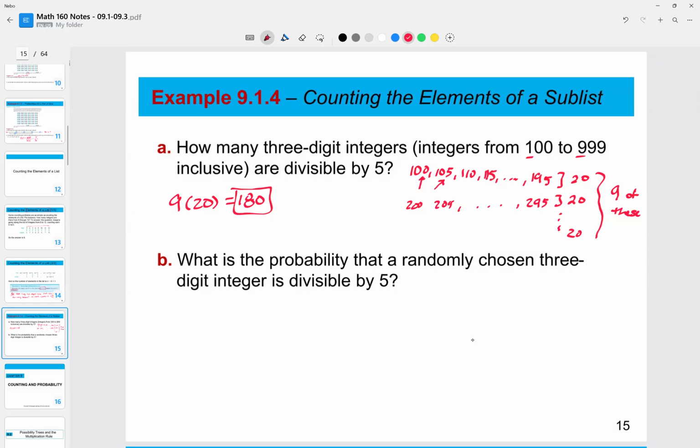If that was a little too hard, you can also just split up into little sections and say how many between 100 and 105? Well, there's 2. And then this is a count of 10, and how many counts of 10 are from 100 to 999? And that would be 90, and so you get 2 times 90 is 180, same thing.